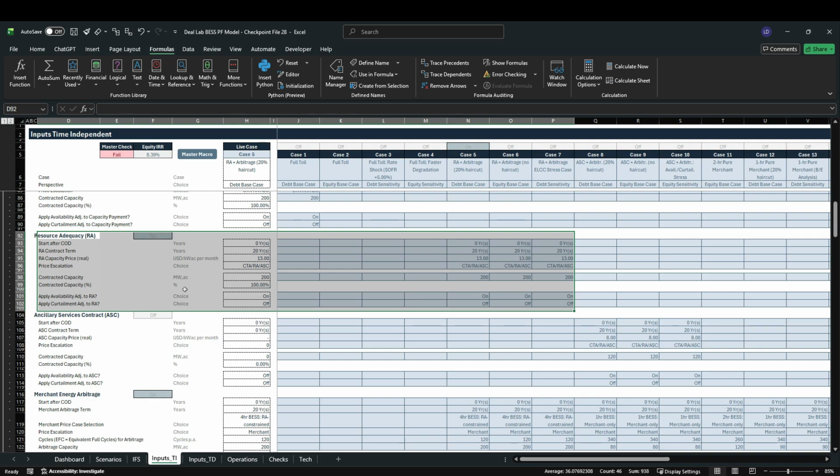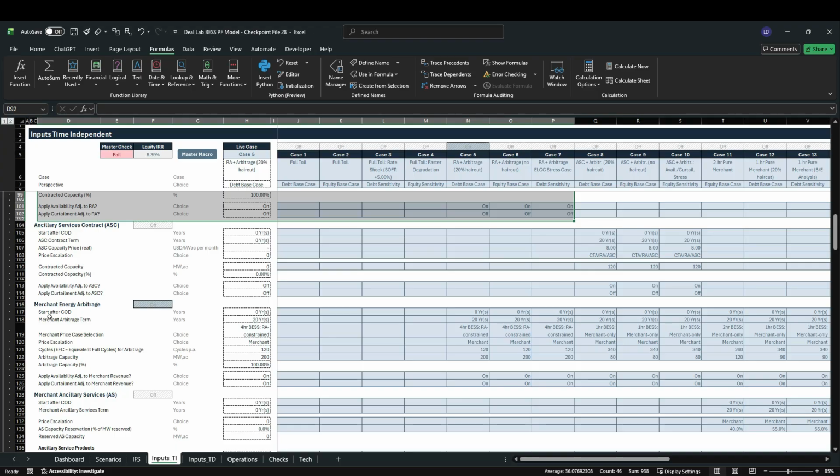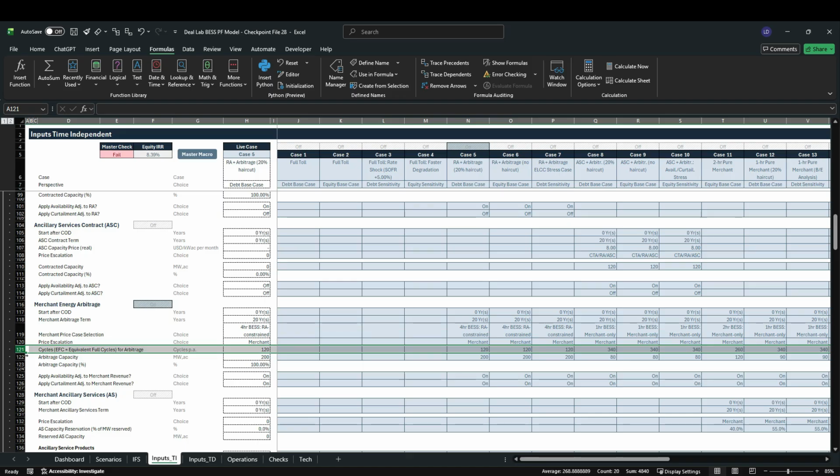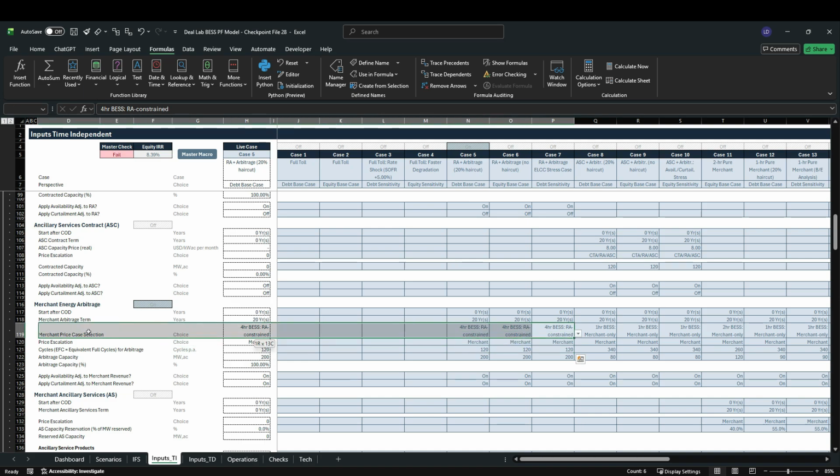And as typical for resource adequacy contracts, we can also combine that with a merchant energy arbitrage upside. However, that upside is restricted by 2 components. The first one being that our equivalent full cycles for arbitrage purposes per year is significantly lower than it could be with a fully merchant battery. And the second constraining factor is that our arbitrage is constrained by the 4-hour resource adequacy BESS.